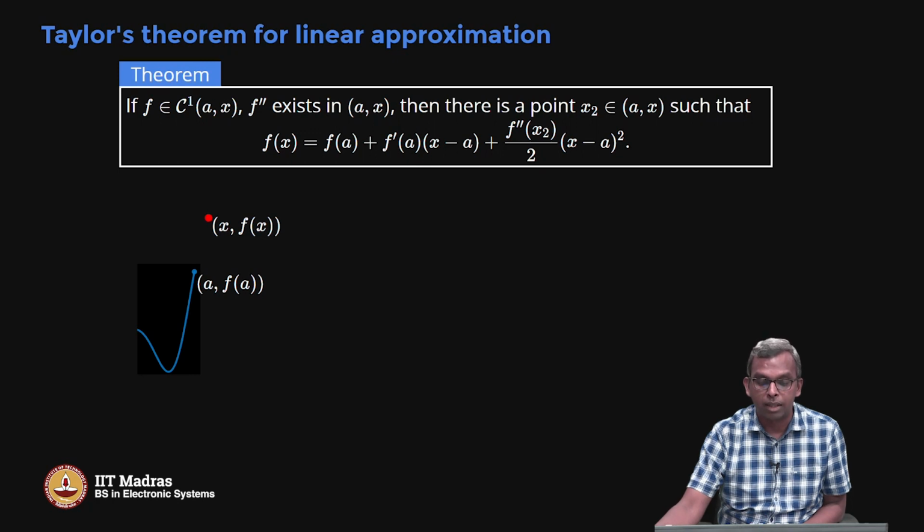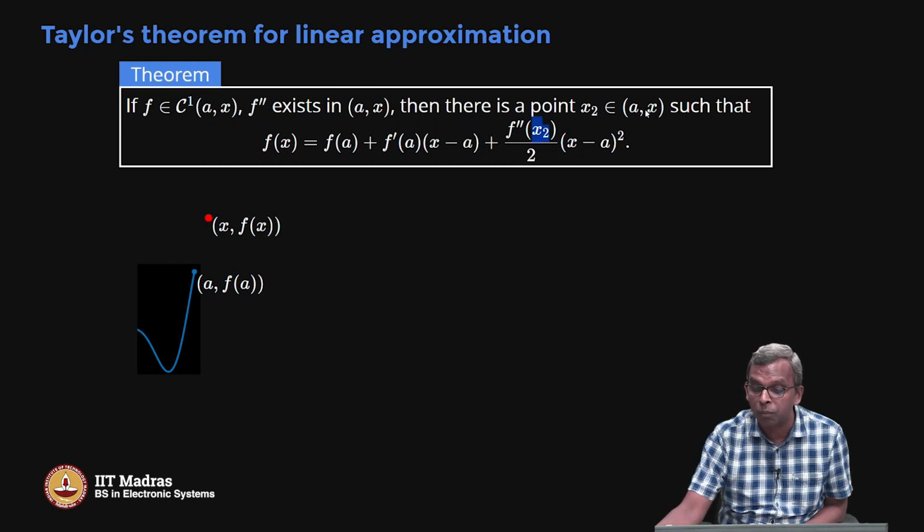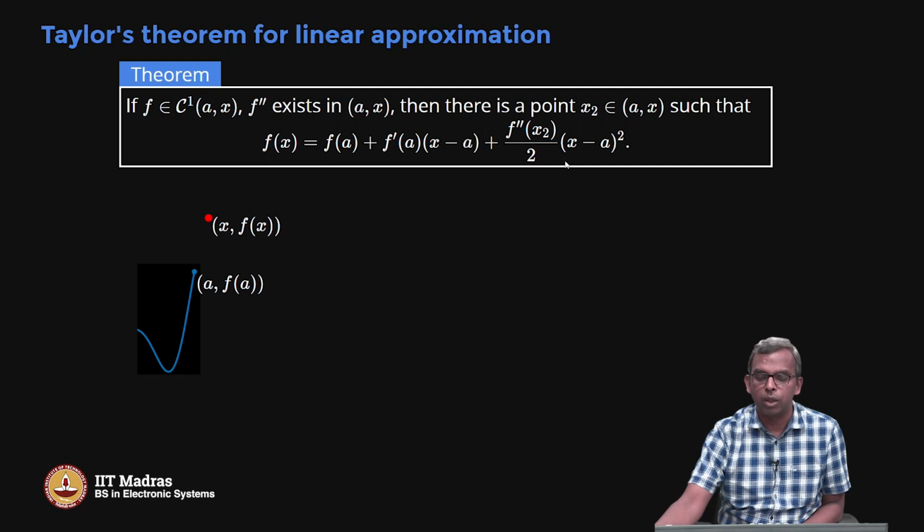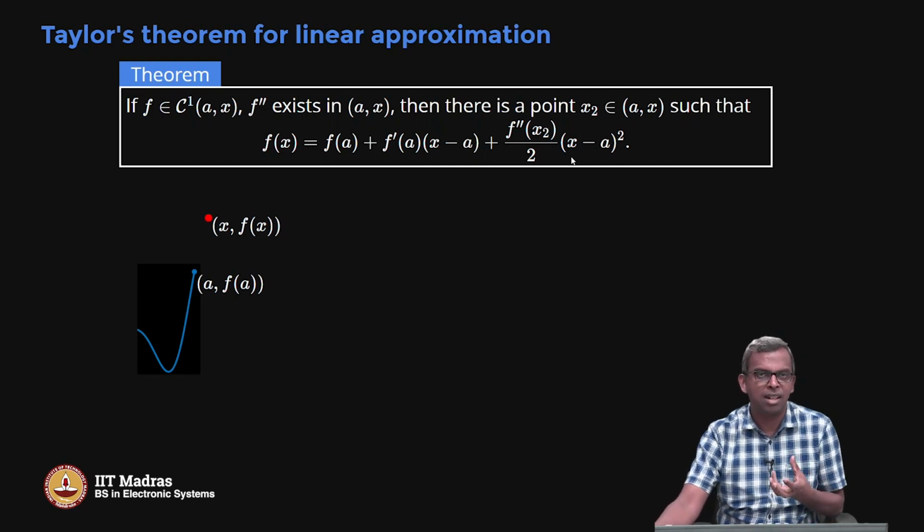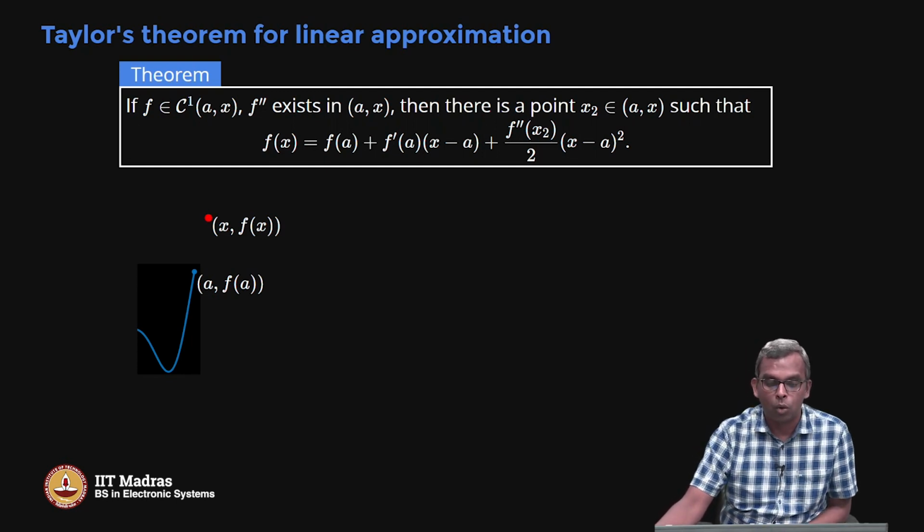So now this is f of a plus f prime of a times (x minus a) plus f double prime of x2. Now this x2 will depend on x. Keep that in mind. If you vary x, this x2 will vary, and f double prime of x2 changes. Nevertheless, there can be a quadratic expression like this to which you can fit f of x. This is a very nice and clear result on what you can say about f of x.